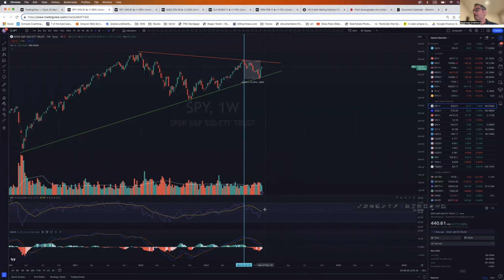So I have the RSI. Although we are calling for a correction, the RSI is still very positive. So the RSI is over 50 now, it's pointing at 55.